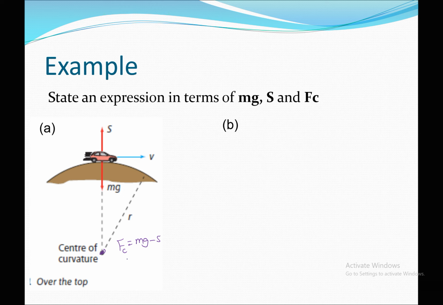So this means, they wanted in terms of fc, s, and mg, so fc is going to be mg minus s. That is the resultant force towards the center, or it would be mv squared over r equals mg minus s. We are not having tension here because it is just a car moving on the surface of the road. So the forces acting are the weight and the normal reaction force, which is upward. So the resultant force acting towards the center is the difference between mg and s.